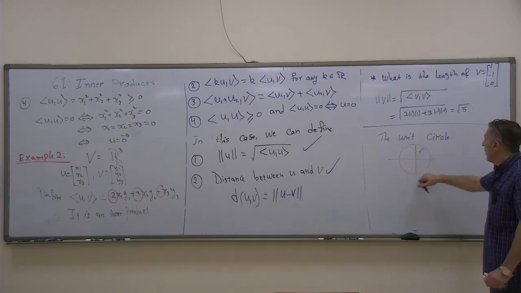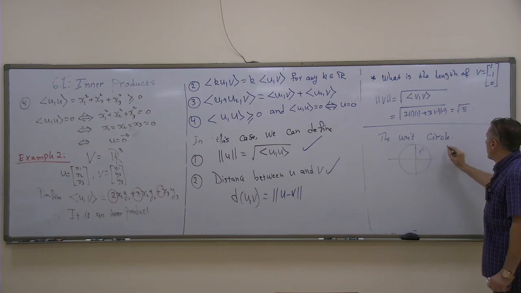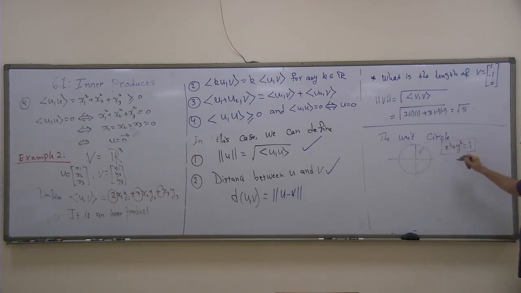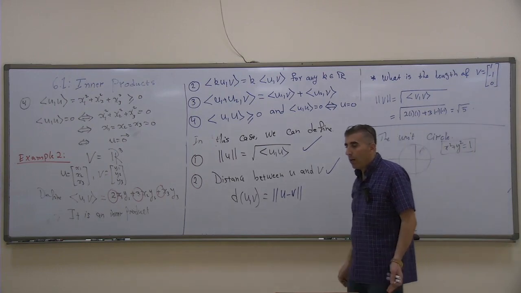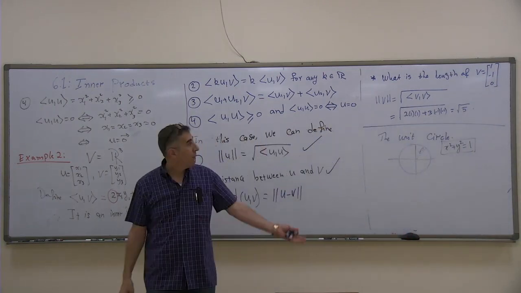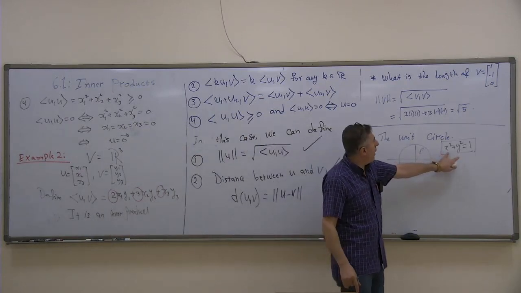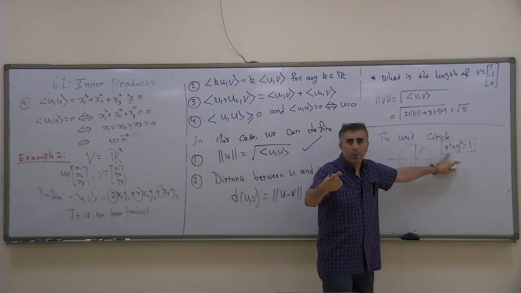So how do you represent that? That is going to be x squared plus y squared equals 1. Correct? Isn't that the equation of the unit circle, you know, from your school math? Why do you say this? Because here you are using the Euclidean inner product.